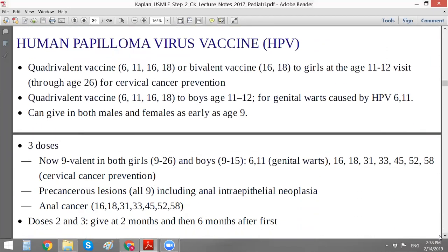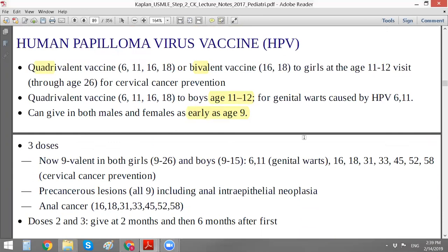What is M&M? Morbidity and mortality. HPV: quadrivalent or bivalent vaccine at the 11 to 12 years visit through age 26, for cervical cancer prevention. Quadrivalent is given to boys. We can give bivalent to girls also. Either quadrivalent or bivalent can be given to girls, 11 to 12 through age 26, and for boys it's just age 11 to 12 years. For genital warts caused by HPV 6 and 11, it can be given in both males and females as early as age 9.